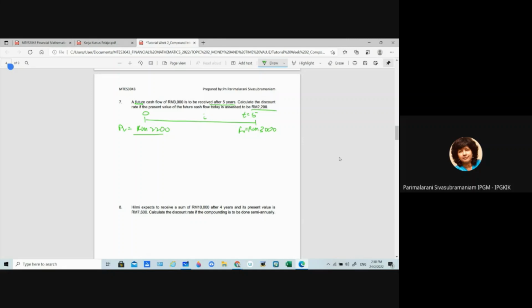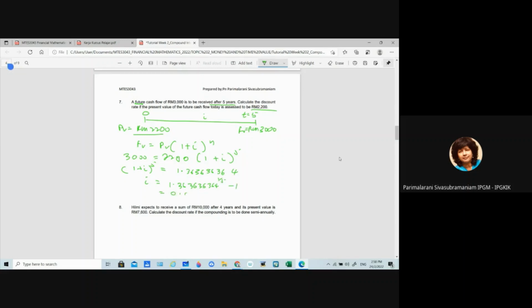Okay. So put into the formula 1 plus I. And so your future value is 3,000. Present value is 2,200 into 1 plus I to the power of 5. So you'll get 1 plus I to the power of 5 is equals to 1.363636364. Actually, at the earlier stages of calculations, it is better if you don't round it up first, okay? So I is equals to 1.363636364 to the power of 1 over 5 minus 1.